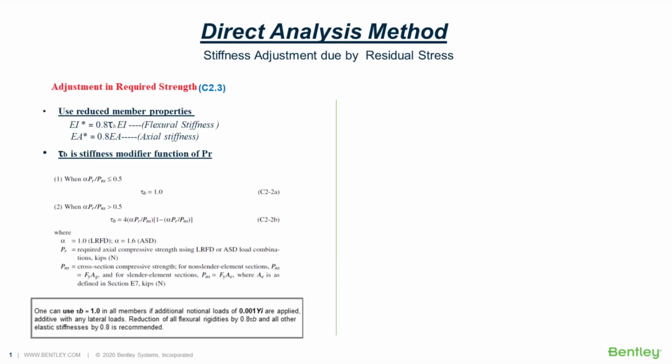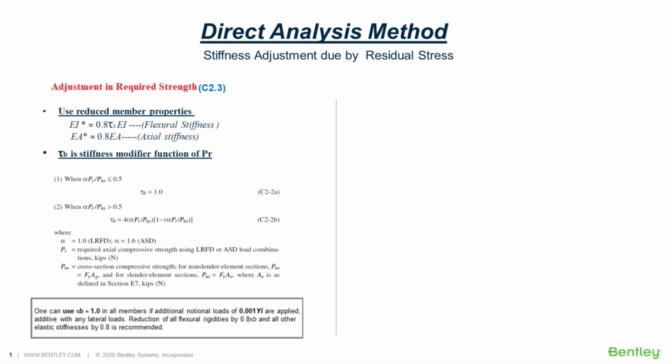Now the next one is the stiffness adjustment due to the residual stress. Now, this is one of the vital factors that is considered in the direct analysis. We have discussed that due to the residual stress, the member capacity is already modified in the column curve. You can recall the partial yielding that we discussed earlier. Now, we have to consider this effect on the stiffness and the structural response as well. Not only the adjustment of stiffness due to the residual stress, but also for the consideration of the initial member out of straightness and the uncertainty factor.